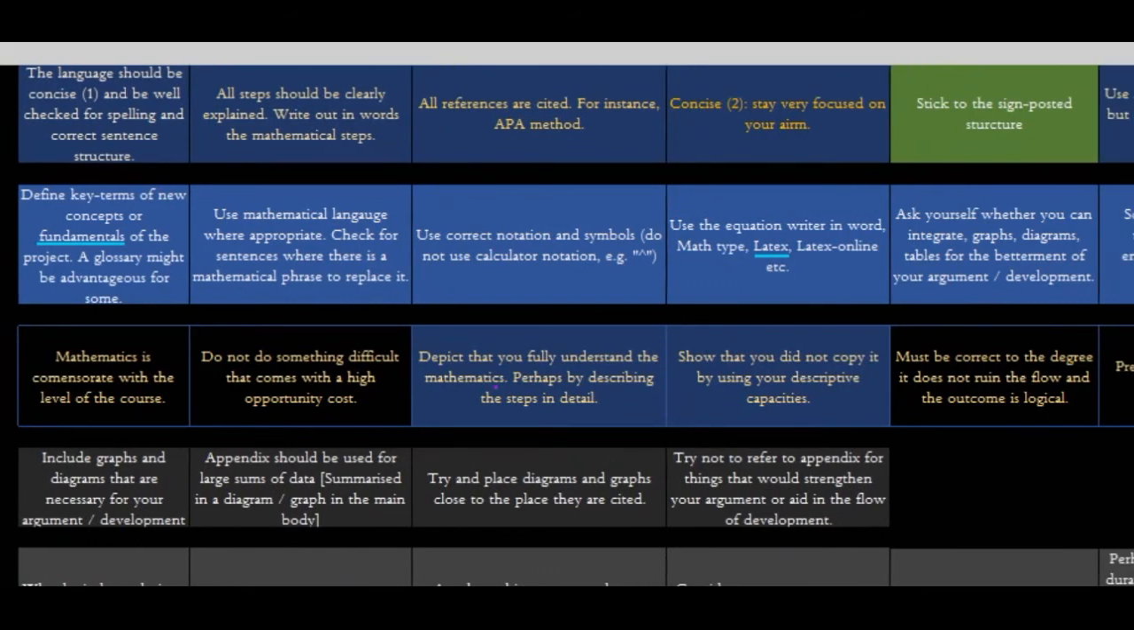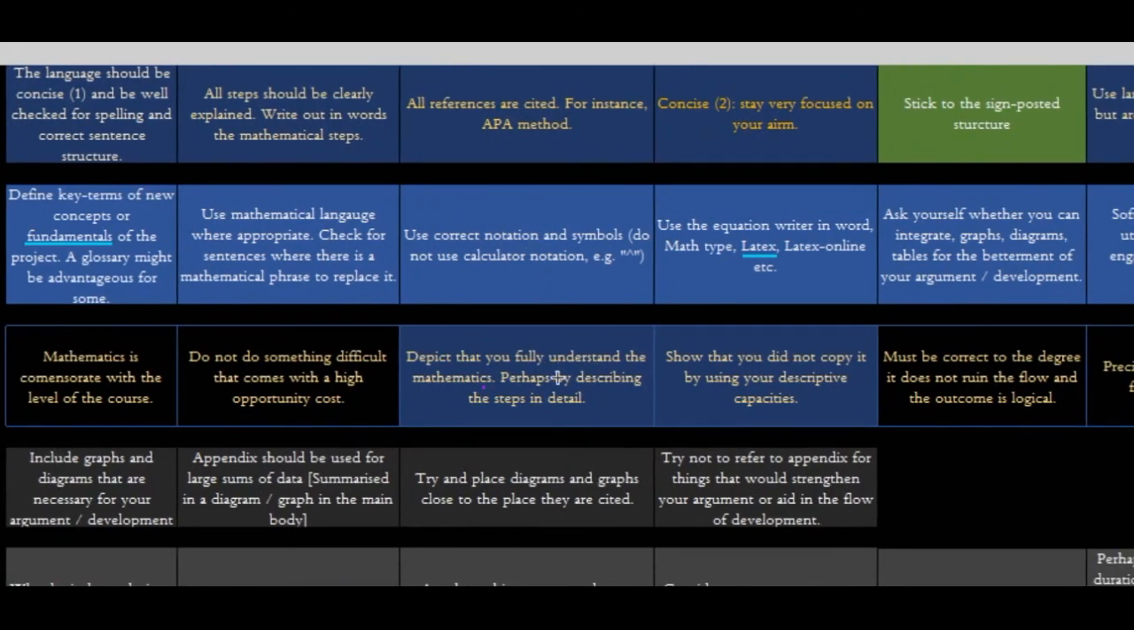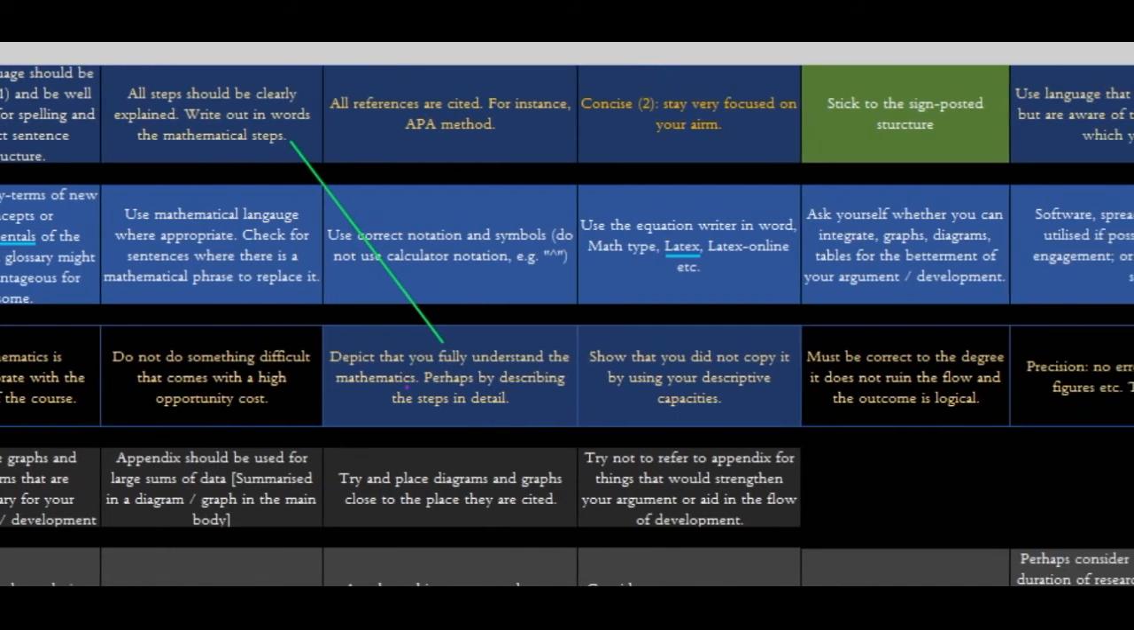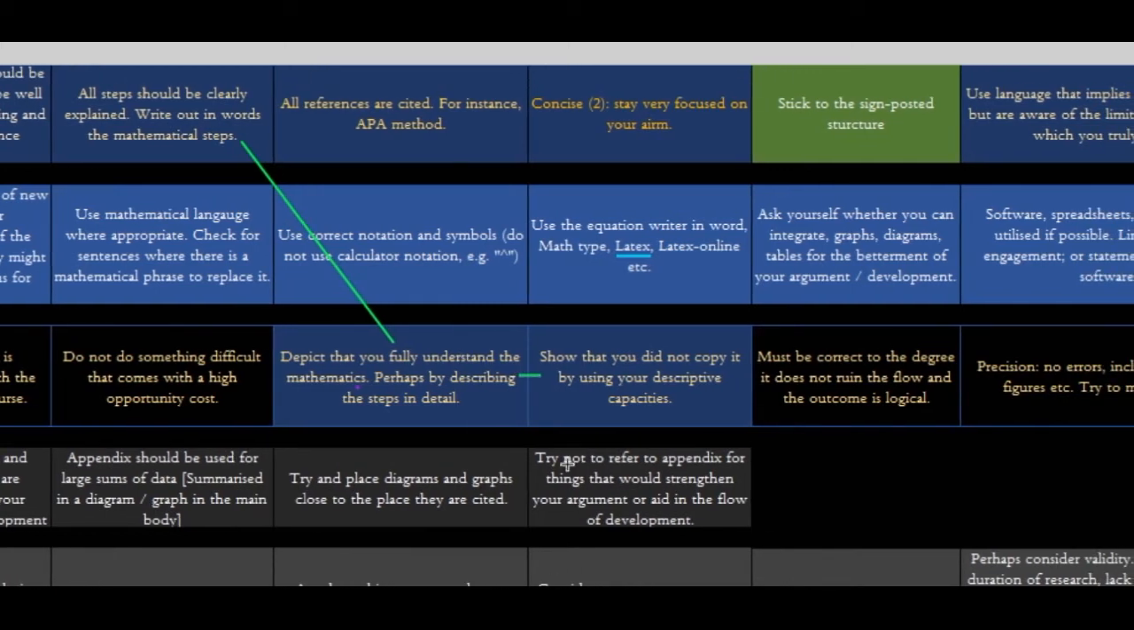Don't go too far. Depict that you fully understand the mathematics, perhaps by describing the steps. The reason I've colored this the same is because I've suggested in the past that you should definitely describe the steps that you're doing. This can depict that you understand. It also can link to this concept of not copying work. You can give yourself a backup that you didn't copy it by being very descriptive with regards to the steps in the mathematics.